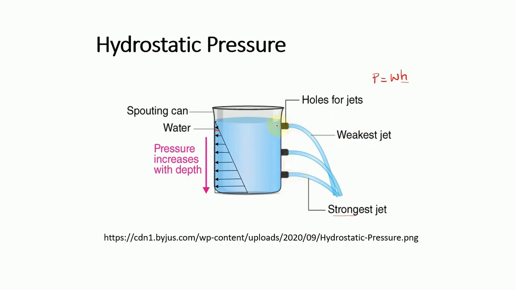Why? Because the pressure head is converted to velocity head here. So when the pressure is low, ultimately the velocity head is also low. That's why we find the weakest jet at the top level.